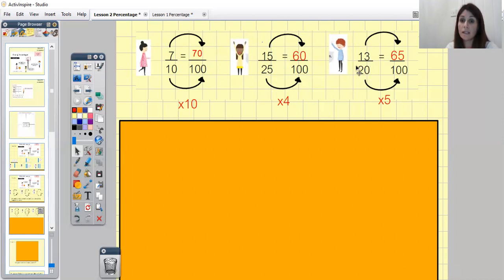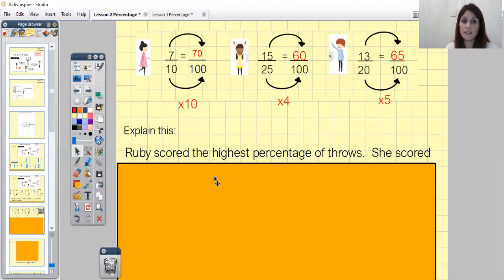And then here, 20, I know that there are 5 lots of 20 in 100, so the number that I multiply by is 5. So I do the same to my numerator. So that then gives me a much clearer way of comparing them. I now know that Ruby got 70 out of 100, Lulu got 60 out of 100, and Elliot got 65 out of 100. Now, can I take those numbers and now convert them into a percentage? I can, can't I? Because this actually means out of 100. So percent means out of 100.